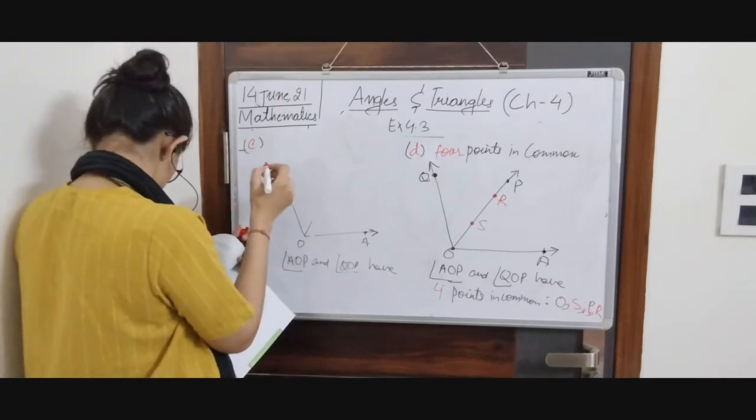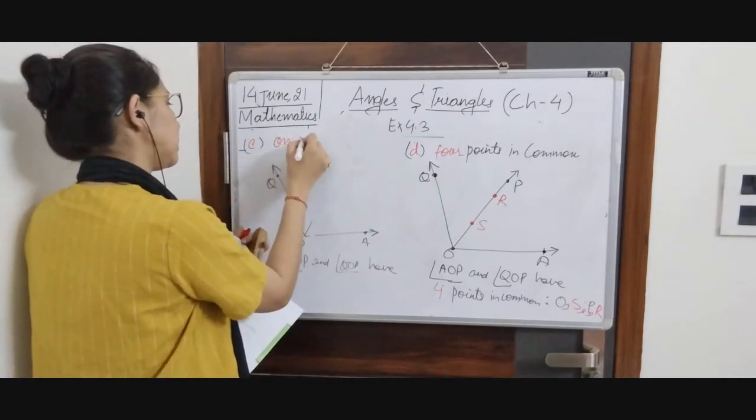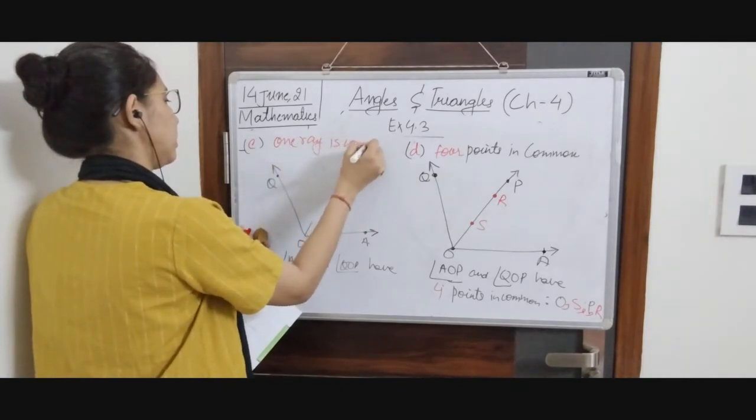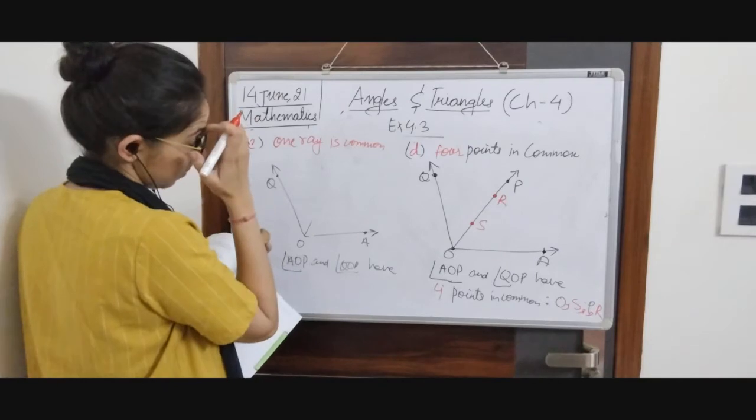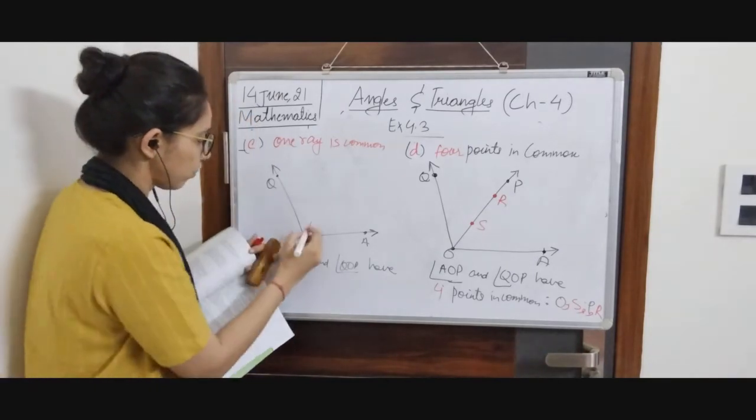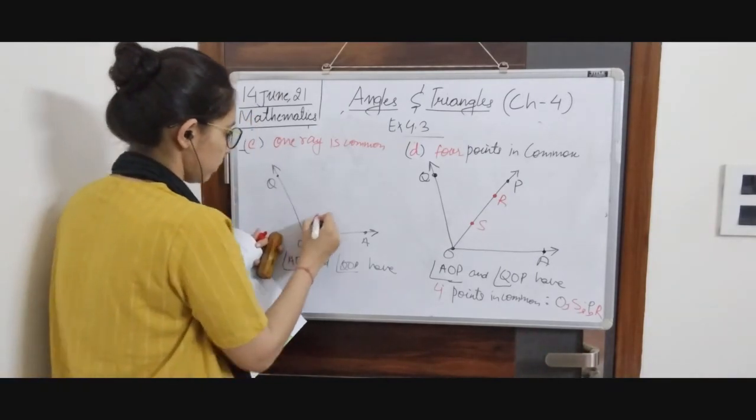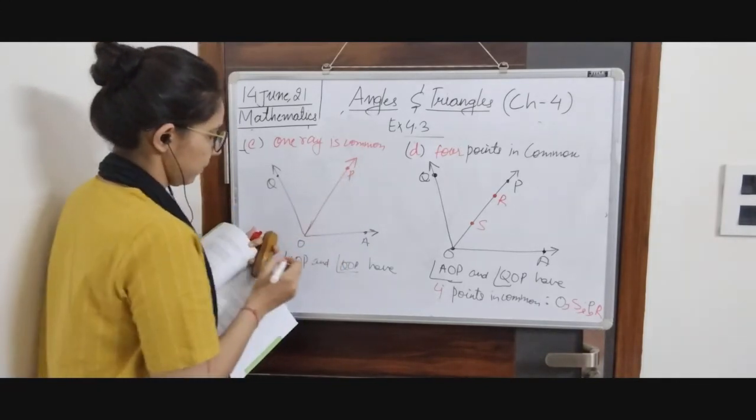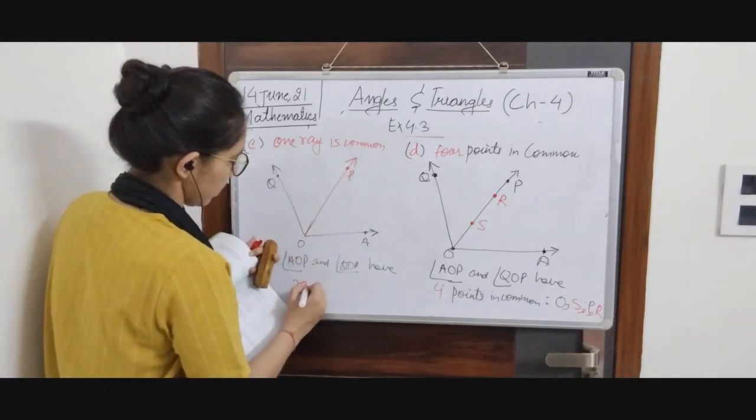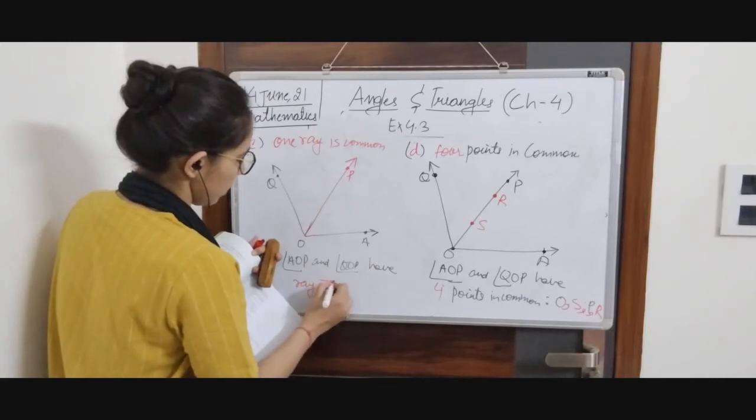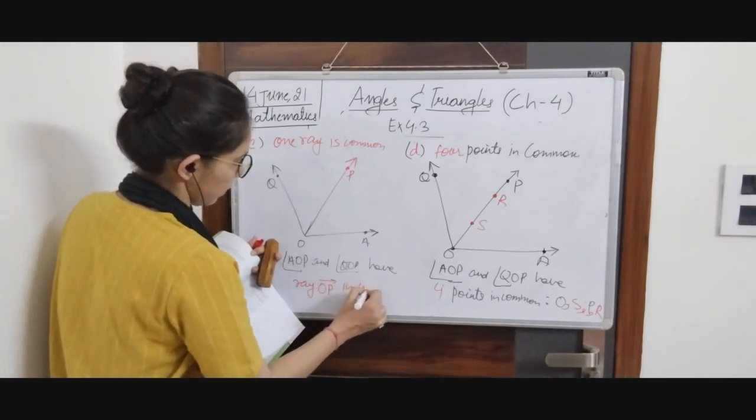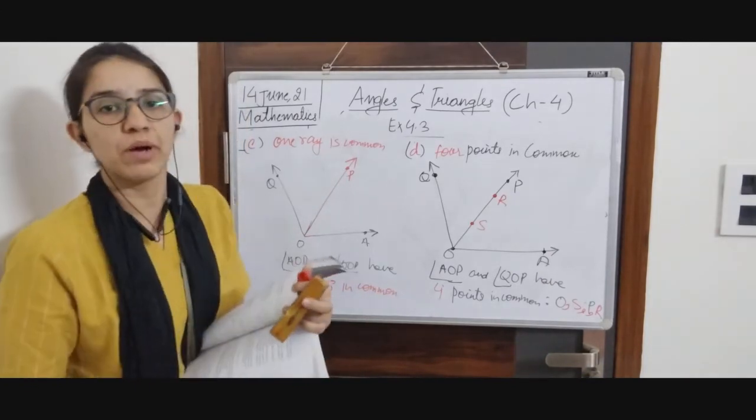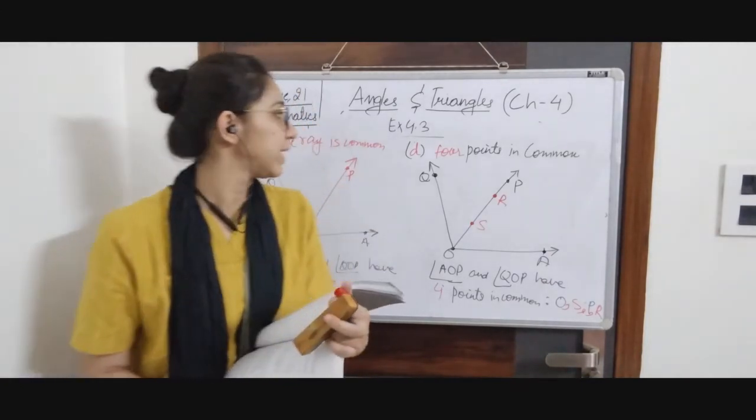Then in E part, we have to draw two angles such that one ray is common. Okay. We don't want 2 or 3 points now. We want the whole ray. So this is P, and ray OP is in common. Okay. With this we have completed exercise 4.3.